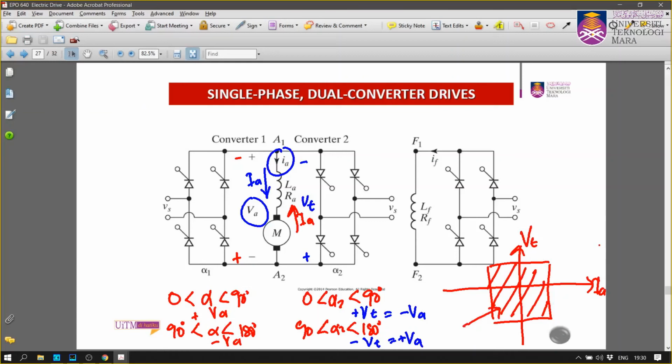You can choose, if you are in that state, for example. If you are in this particular state, which is what? Minus VT and minus I. Which one is that? Should be minus VT. No.